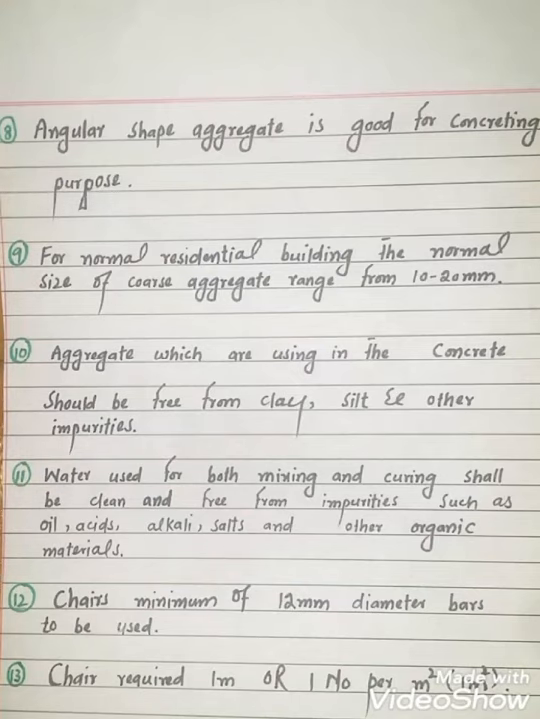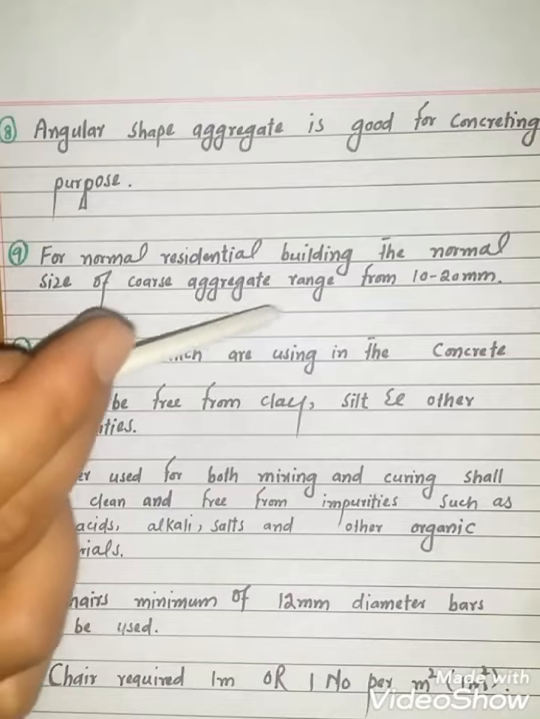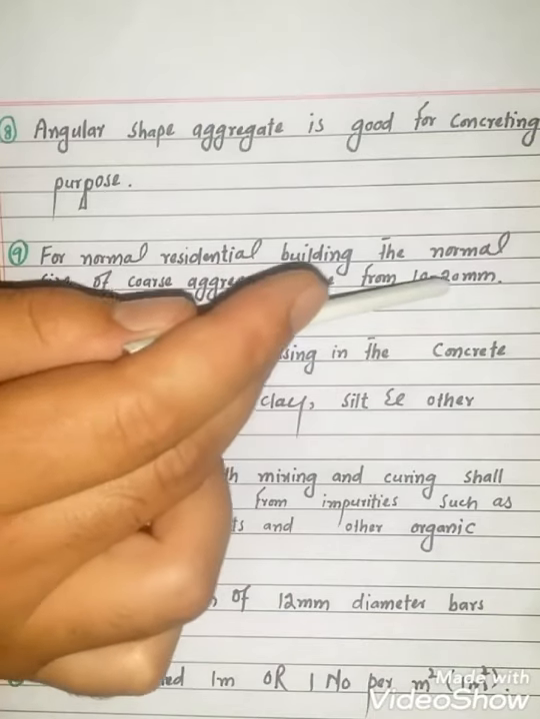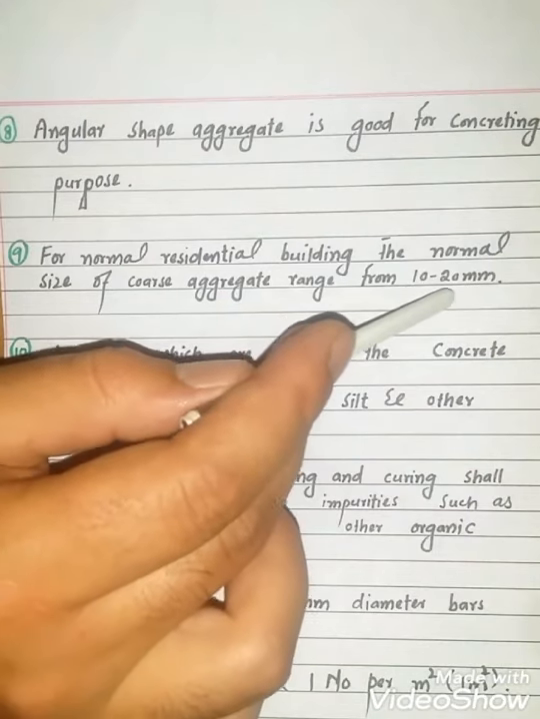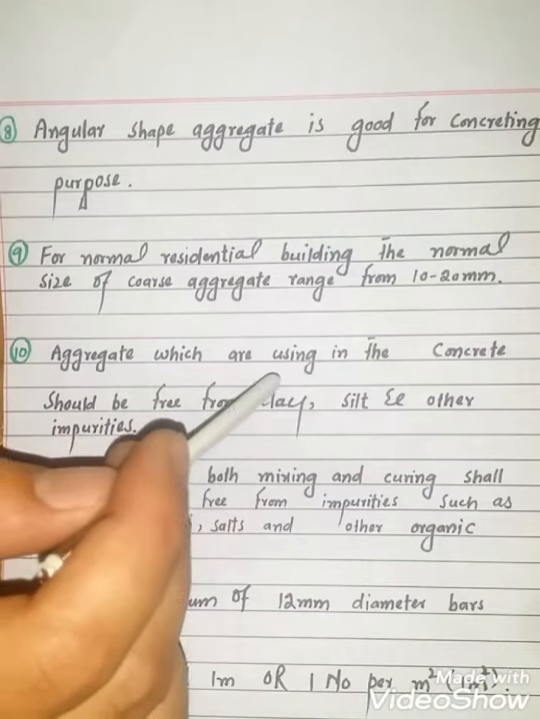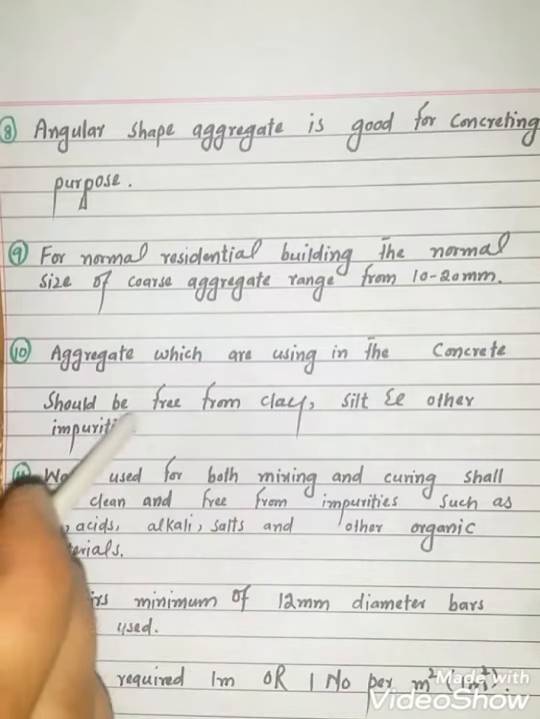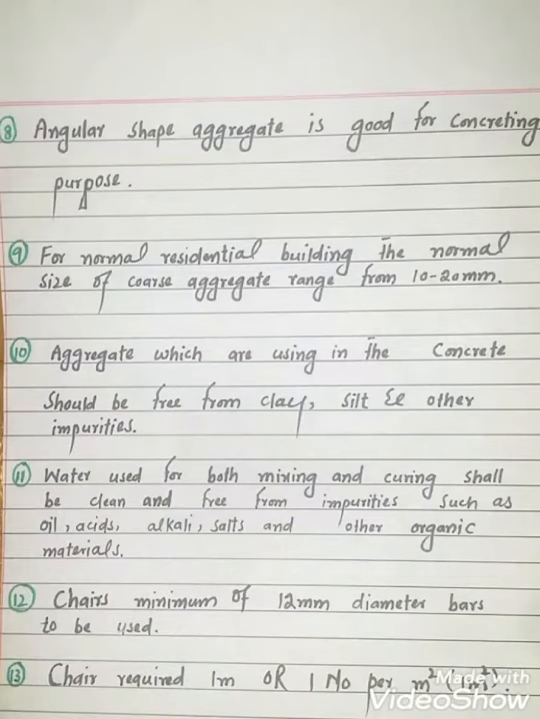Key point number 9: For a normal residential building, the normal size of coarse aggregate ranges from 10 to 20 millimeter. My dear friends, remember this point in your mind. Key point number 10: Aggregate used in concrete should be free from clay, silt and other impurities.